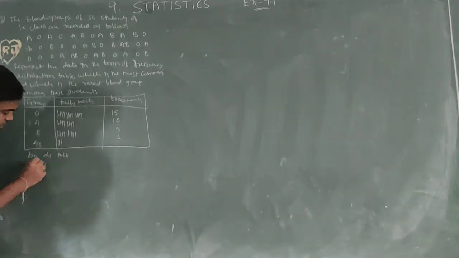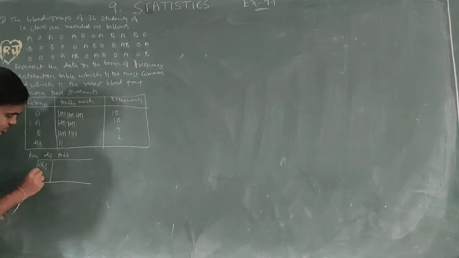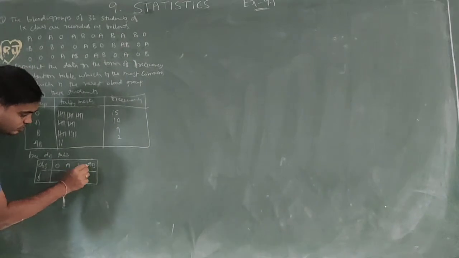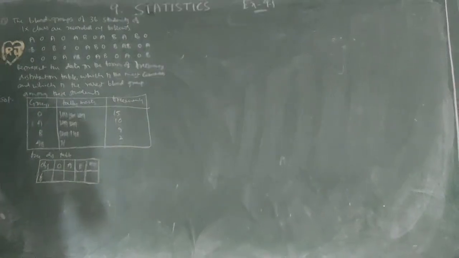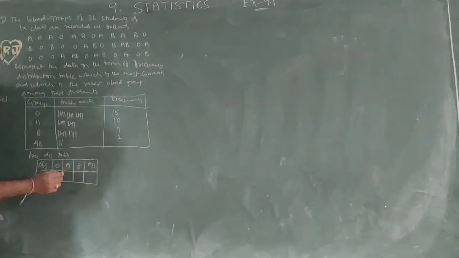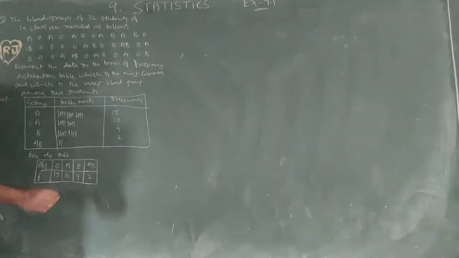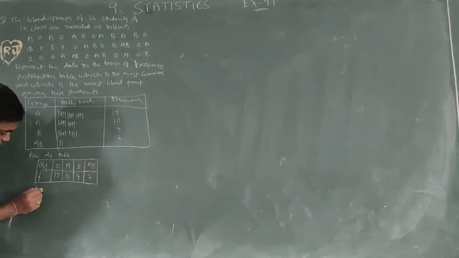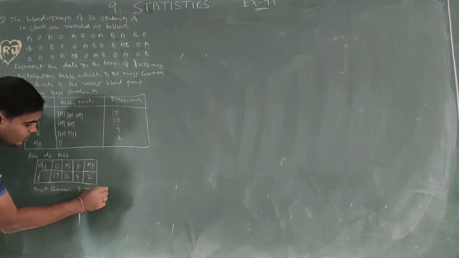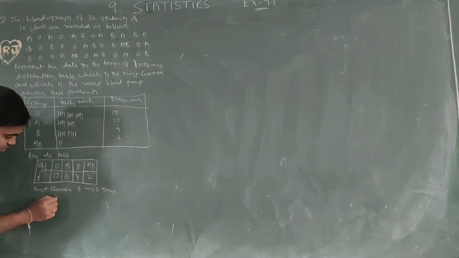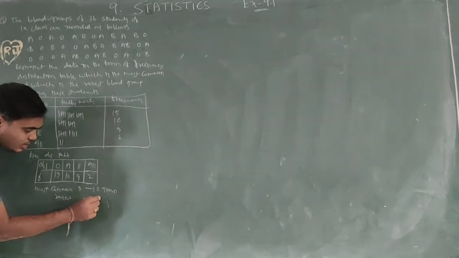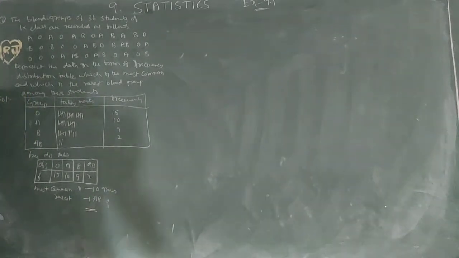Observation, frequency: O, A, B, AB. This is the frequency distribution table. So O came 15 times, A 10 times, B 9 times, AB 2 times. So the most common is the O group. The rarest blood group is the AB group. So this is the solution.